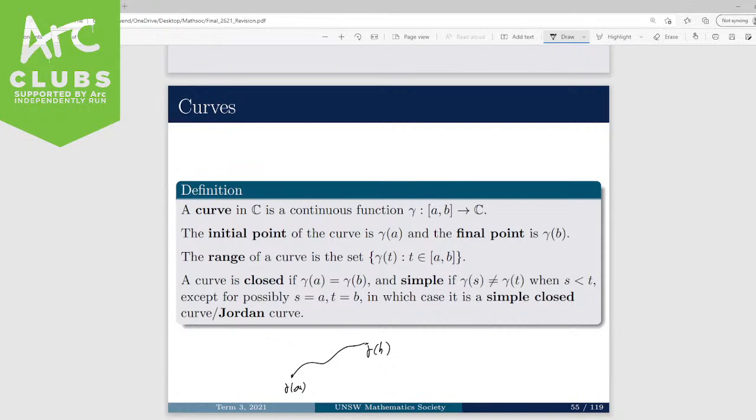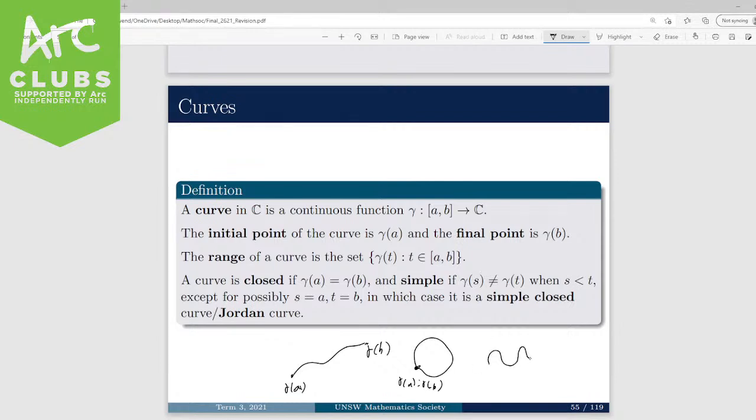Your curve will be closed if gamma of A just heads back and ends up at gamma B again. Then you have your lovely closed curve. It will be simple if gamma of S isn't equal to gamma of T when S is less than T, except for the initial and final points. Long definition. Basically, a simple curve doesn't go over itself again.